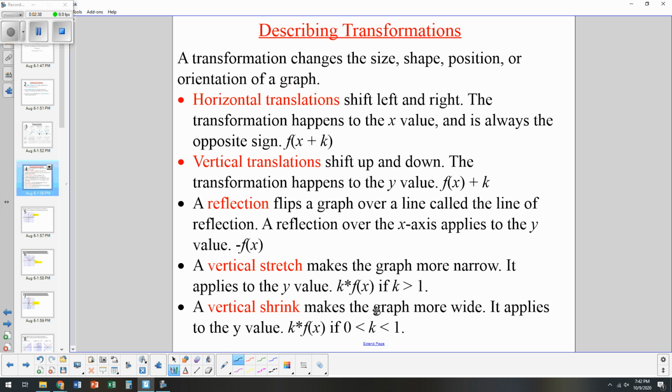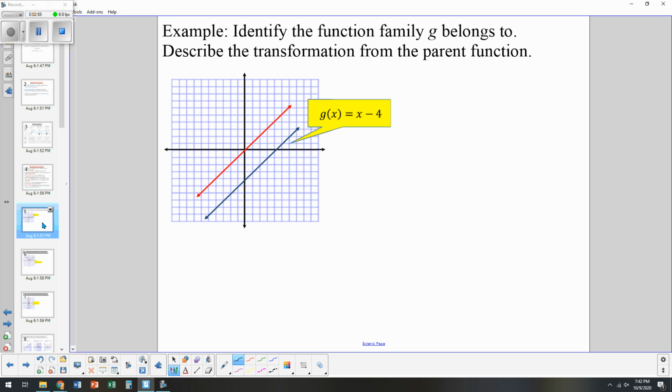Notice I'm only talking about positive values here because the negative value is what made it a reflection. So we ignore the negative if it happens on a number besides 1, and we focus specifically on the number itself to determine if it's a stretch or a shrink. So we're going to look at a few examples. We're going to identify the function family that the new graph belongs to and describe its transformation from the parent function. My parent function here is in red, and this is the new function I'm looking at.